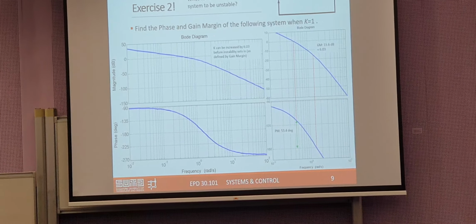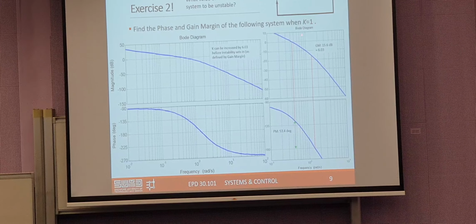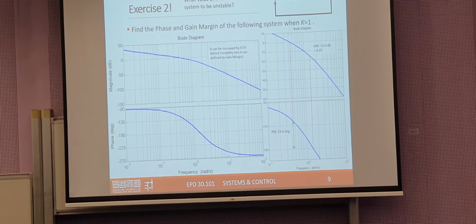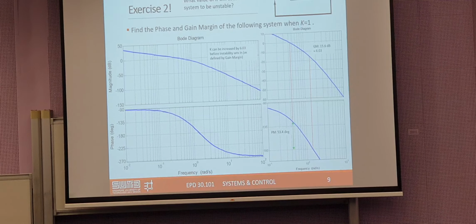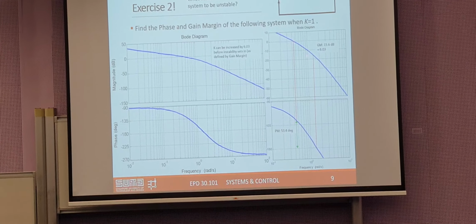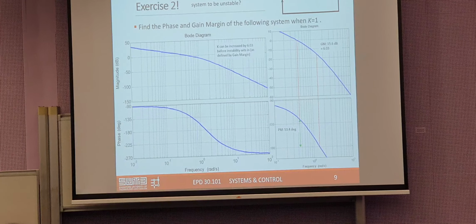Imagine right now this is the Bode diagram with K equals 1. If you want, you can replot this Bode diagram with K equals 6. What happens is this graph will shift up by 15.6 dB, and then if you were to measure the gain margin, it will be exactly 0.